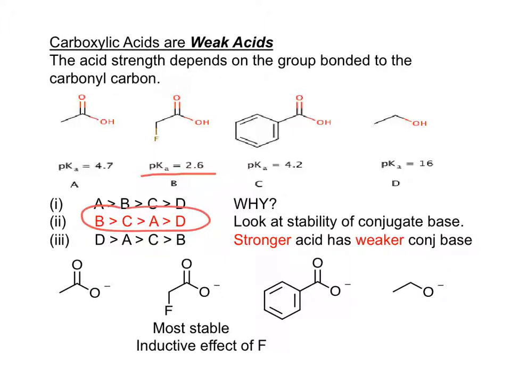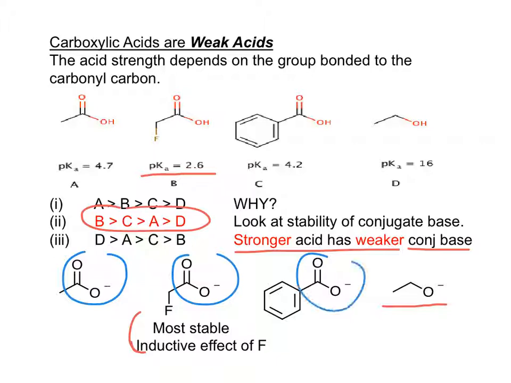If you don't happen to have a pKa table, remember that the stronger acid has the weaker or more stable conjugate base. So this compound is the most stable conjugate base, which comes from the strongest acid. That compound is the least stable conjugate base, which means the weakest acid. Note also we can draw resonance structures for these three conjugate bases, but not for that one.